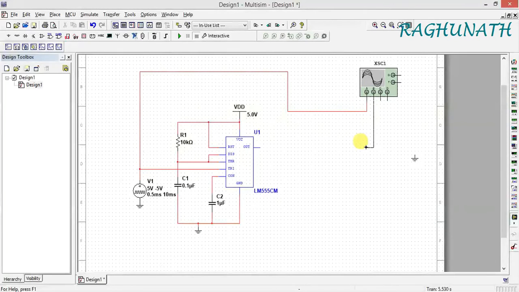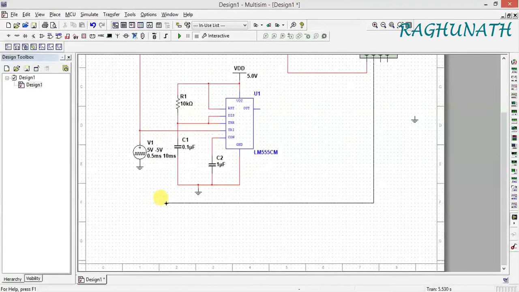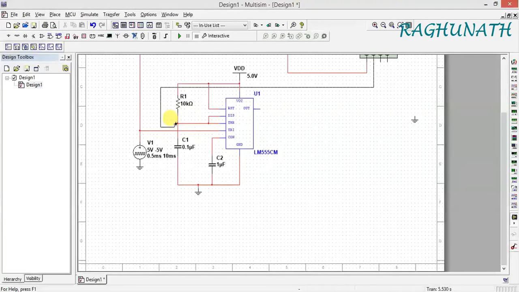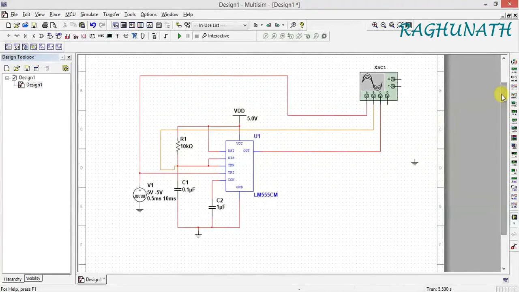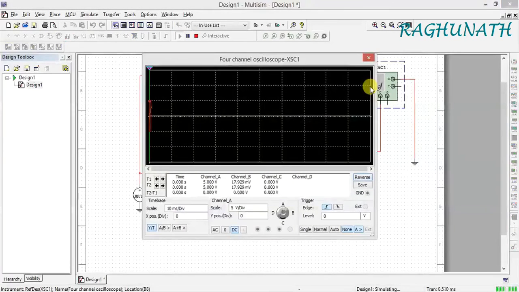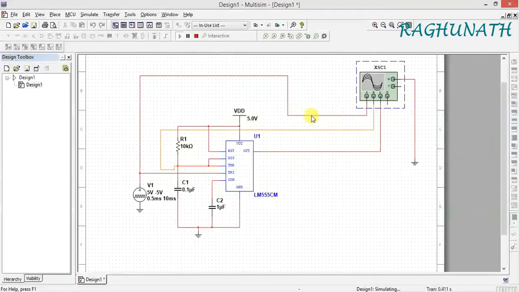Second, let me give to the capacitor voltage. Where is the capacitor? Here. The capacitor voltage. The third one is here. This is ground. So now let me run this. Now all three are available. I will give different colors for different inputs.